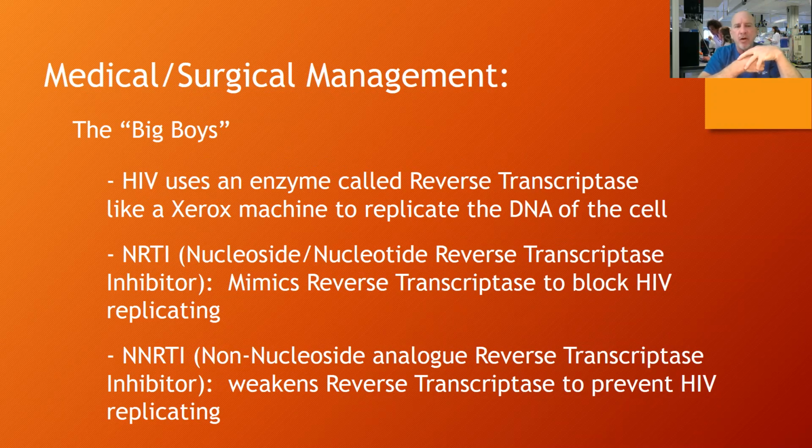Now, in order to do that, it has to make a duplicate of itself once it's in the T cell. So what the NRTI does is it acts like a reverse transcriptase enzyme to block the virus's actual reverse transcriptase from working. We have a couple drugs out there that are like that. There are blockers.